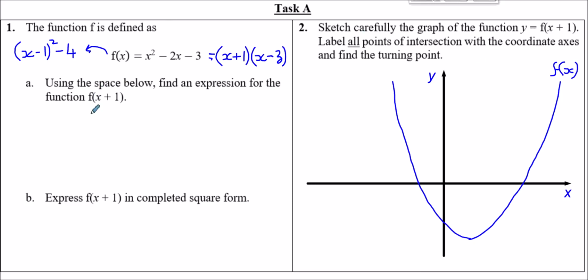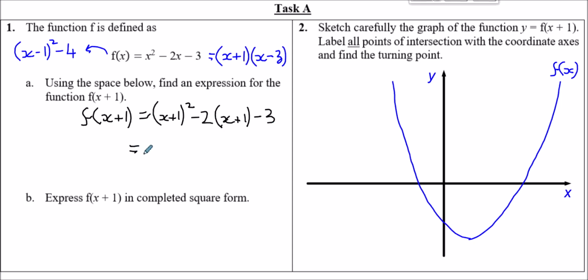So with f of x plus 1, all we're doing is swapping the input from x to being x plus 1. So instead of squaring x, we're going to square x plus 1. Instead of taking away 2 lots of x, we're going to be taking away 2 lots of x plus 1, and then minus 3, because minus 3 is invariant of x. Minus 3 is a constant, which doesn't depend on the input.